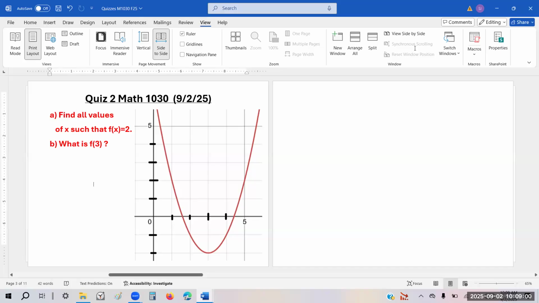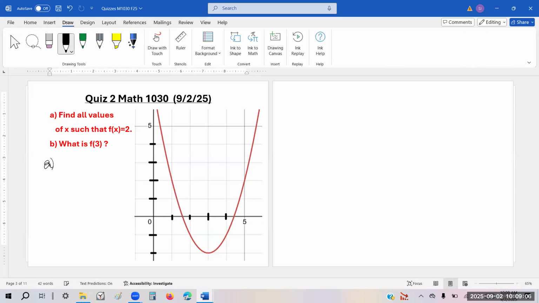So in the first one, we have f of x equals 2. So what is this number 2? X or y? Y. So we are given y equals 2. We need to find what the x's are. So y is 2 here.